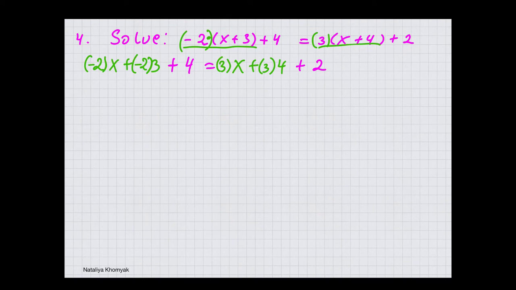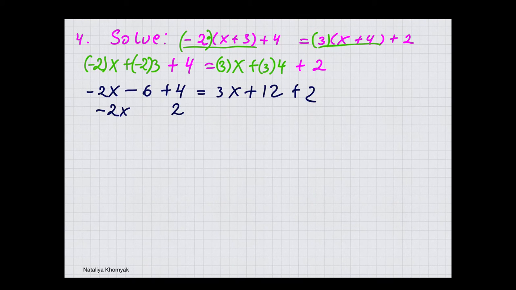Now let's simplify. Negative 2 times x, negative 2x, positive times negative, negative 2 times 3, 6, plus 4 equals 3 times x, 3x, plus 3 times 4, 12, plus 2. Negative 2x. Different signs, we look for the difference between 6 and 4, which is 2. We had more negatives, so it's a negative 2, equals 3x. Same sign, we look for the sum of 12 and 2, which is 14.